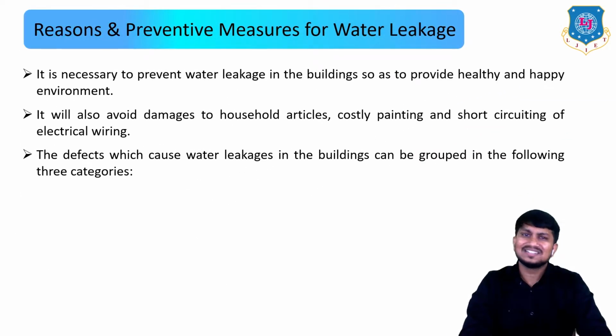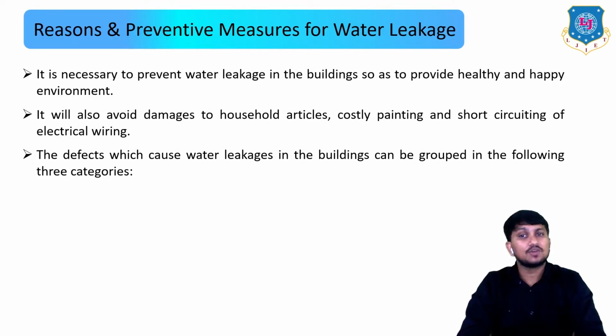So, what are the reasons and what are the preventive measures for water leakage? Let's see. It is necessary to prevent water leakage in the building so as to provide a healthy and happy environment, right? It will also avoid damages to household articles, costly paintings, and short circuiting of the electrical wiring.